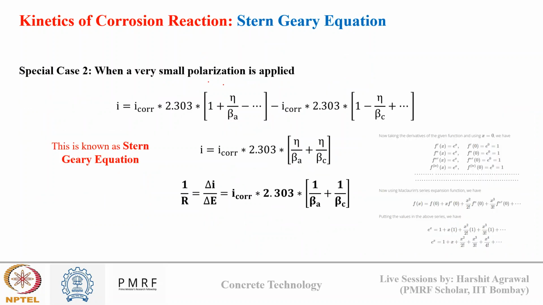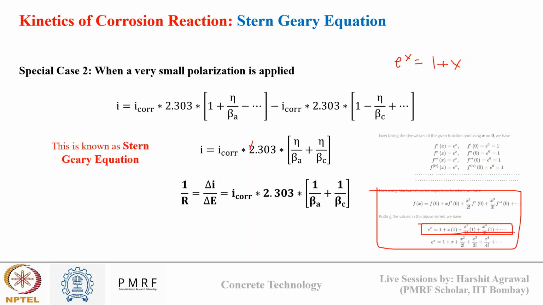And similarly, if I apply a very small excitation potential, then what will happen? This e to the power x term I can write as 1 plus x. This comes from the Taylor series expansion, if you have read it in mathematics. The Taylor series for an e to the power x function is written like this, and when x is very, very small, all these other terms become equal to 0. So you can just write e to the power x as 1 plus x. That is what we have done here.